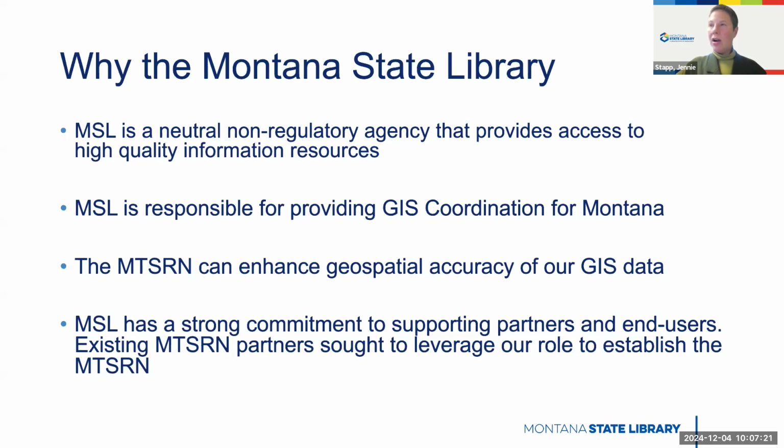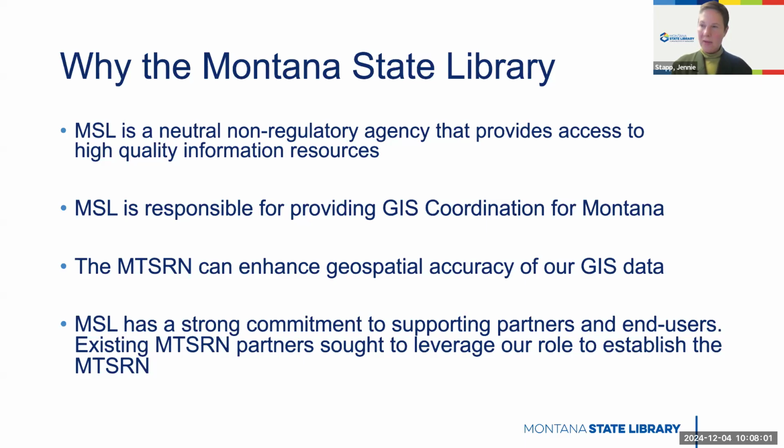As a library, we are a neutral, non-regulatory state agency whose mission and purpose is to provide access to high-quality information resources. And we're also responsible for providing GIS coordination for the state of Montana, including statewide GIS data sets. So one of the reasons we were really excited to be involved in this partnership is that we see the benefit of using the network to help improve the overall geospatial accuracy of those GIS data sets. And then we have a strong commitment to supporting our partners and our end users.